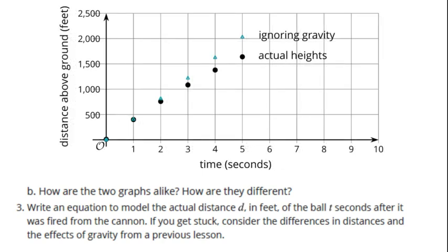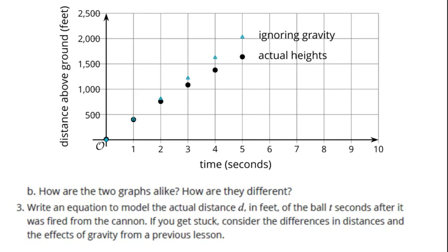So how are they alike? Well, they're both increasing. How are they different? Well, the blue one where I ignored gravity is linear. It's going up in a straight line. And you can see that the actual height's not so much. It kind of still looks like it's linear, but the fact that it goes from that first point near the origin to the second, it's not quite the same. And we saw from the table that those distances were not the same. So we're going to talk about what's going on here.